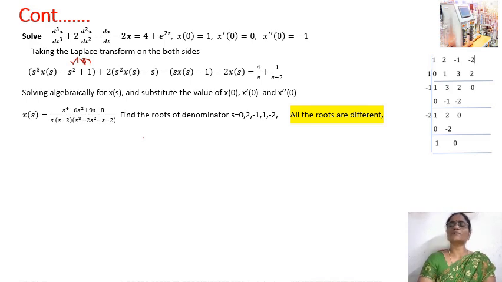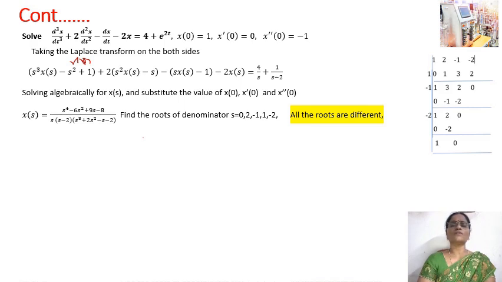For the next step, all the coefficients are positive. I tried with minus 1, but I did not get the remainder as 0. So I went to minus 2. When I tried with minus 2, I got the remainder as 0. So minus 2 is also one of the roots. This is the way you find the roots of the cubic equation. Now 1 and minus 2 are the roots of the equation.